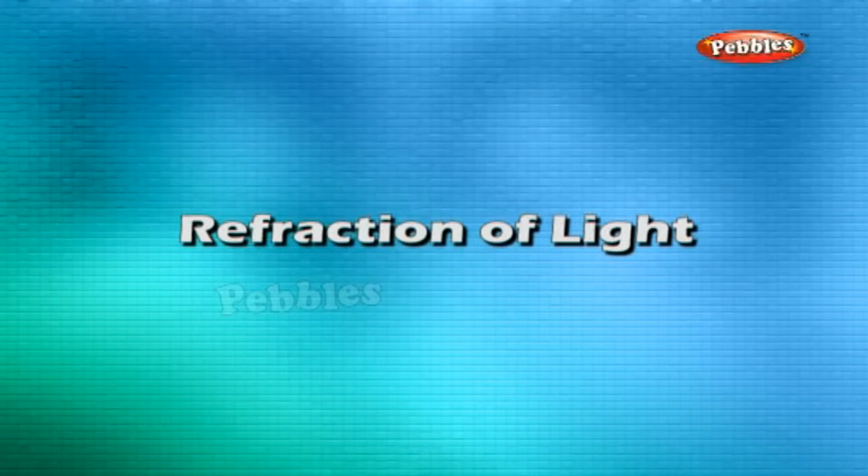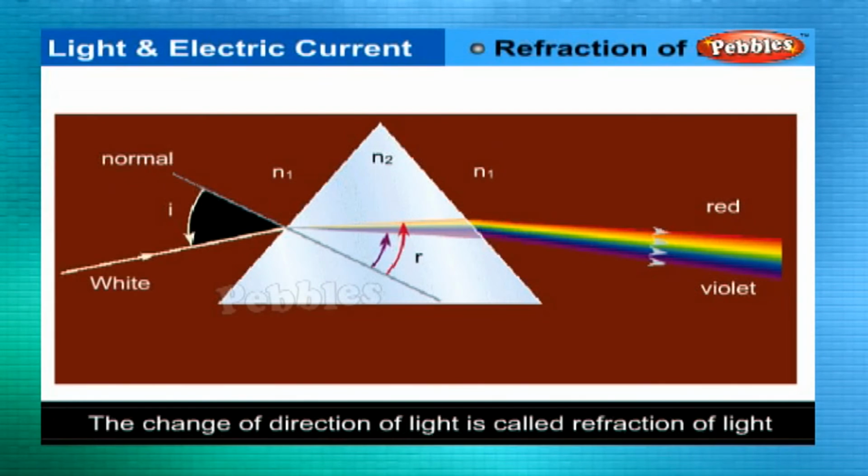Refraction of light. When a beam of light traveling through air enters another medium like glass or water, its path bends as shown in figure. This bending or change of direction of light when it passes from one medium to another is called refraction.